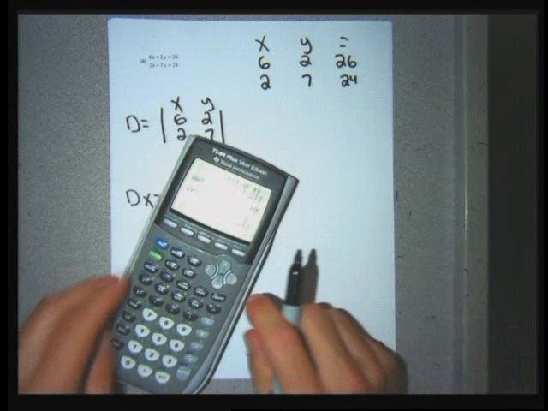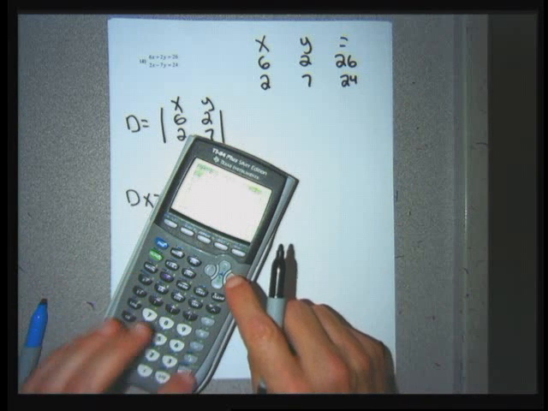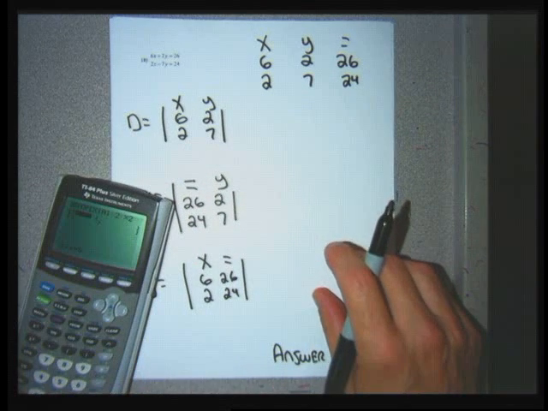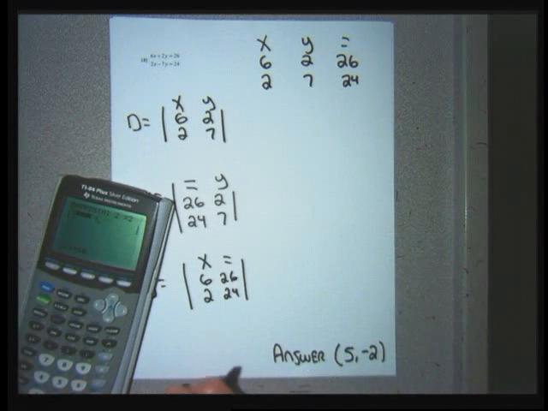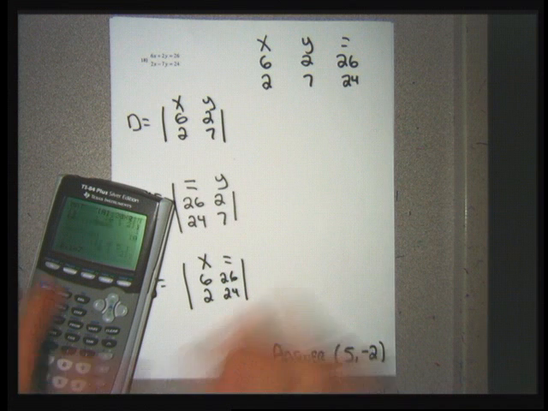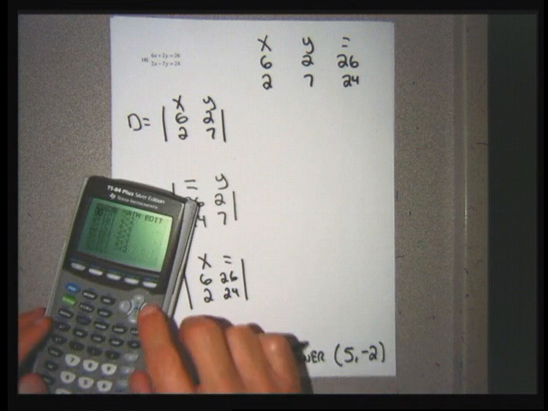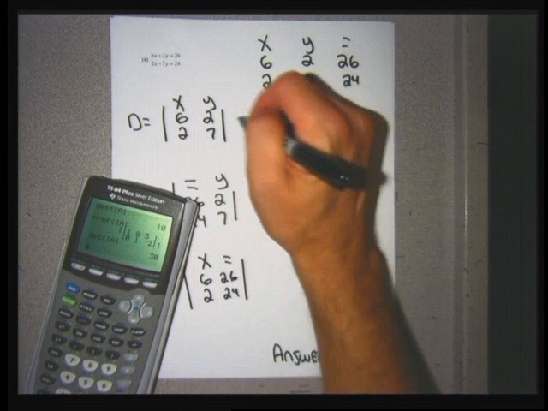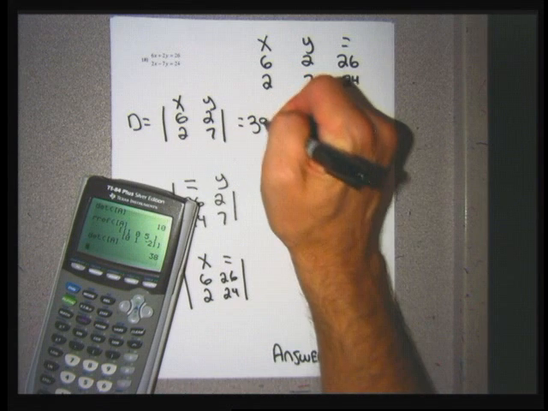First one, second matrix, edit. It's a 2 by 2. And then after I start typing it in, I'm going to type in 6, enter, 2, enter, 2, enter, 7, enter. And then second quit. And then second matrix, math, determinant, second matrix, names, A. This first determinant comes out to 38.